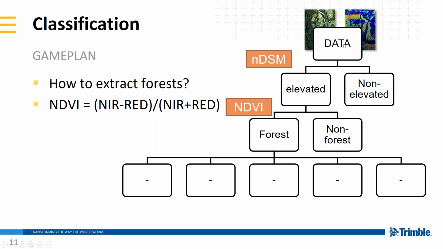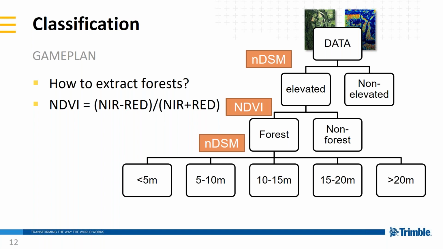We split it at the beginning, elevated, non-elevated, based on the NDSM, so on the elevation of the features. Then we calculated the NDVI to discriminate between, more or less, houses and vegetation. And in the last step, we're going to discriminate different height classes within the class forest. And again, of course, we're going to use the NDSM.